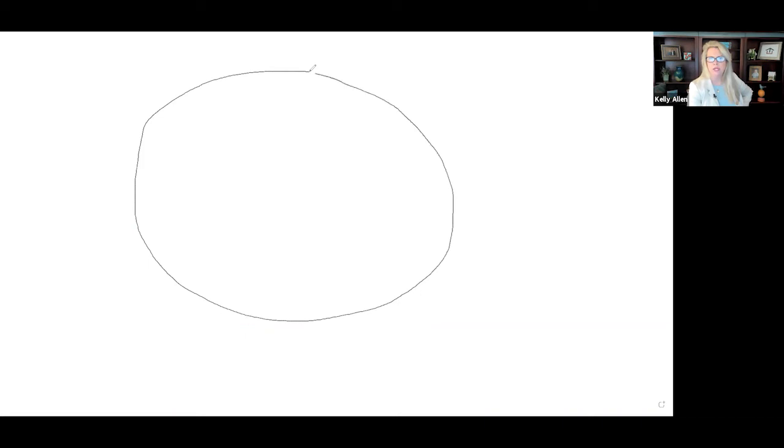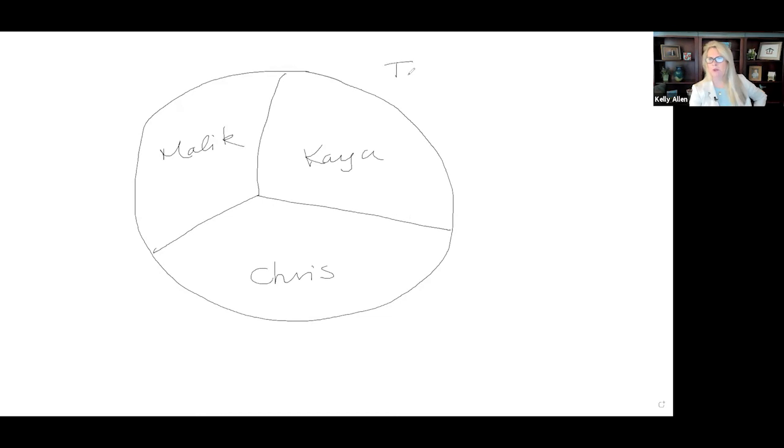Okay, here we go. So let's draw a few examples of ownership. When you get an ownership question on the exam, go ahead on your scratch paper and draw a circle. This represents 100% ownership. Let's say that we've got three people here. Obviously, this is not drawn to scale. We've got Malik. We've got Kaya. And we've got Chris. Okay. And let's say they own this property as tenants in common. I'm going to put TIC for tenants in common.